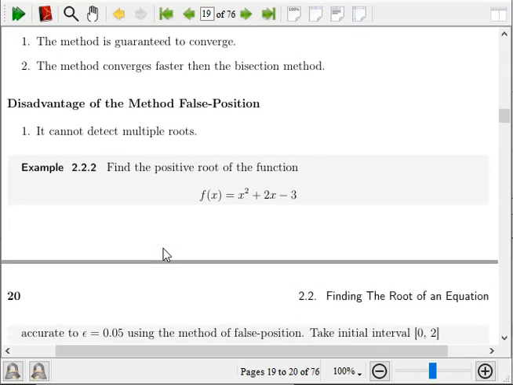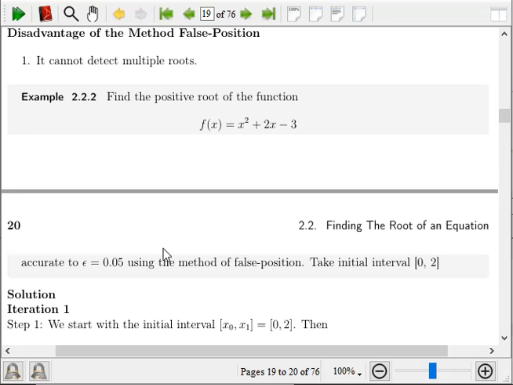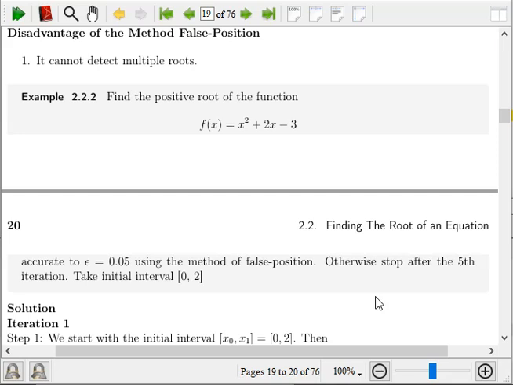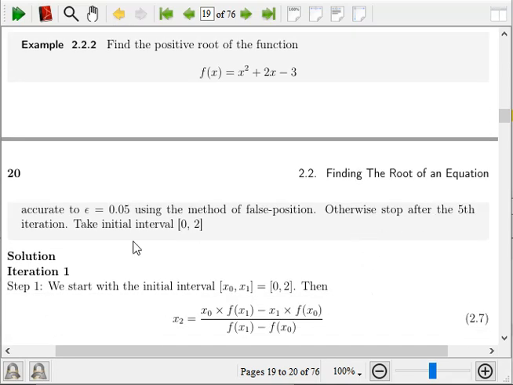We want to solve the same problem here as we solved in the bisection case using the method of false position. So we have the epsilon here. We could still stop after the 5th iteration and we take epsilon. It's not part of the question, but we can edit and have it in there. Then we have the initial interval here. As you can see, I have fixed that as part of the question, otherwise stop after the 5th iteration.